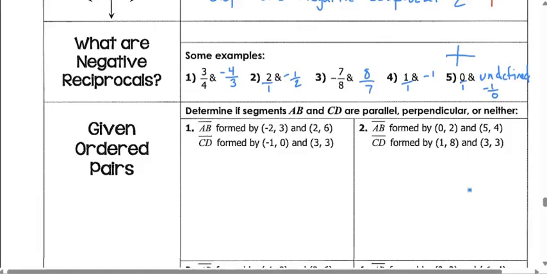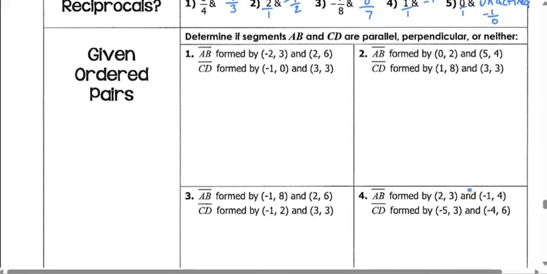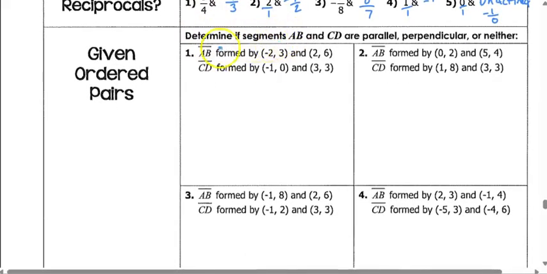Okay, so here they gave us these line segments. All that means is a line between these 2 points. Okay? Determine if they are parallel, perpendicular, or neither. So what we need to know is the slope of each of these things. So I'm going to find the slope of the first one. So for AB, it would be 3 minus 6 over -2 minus 2. So that's going to give me -3 over -4, which would simplify to 3/4.